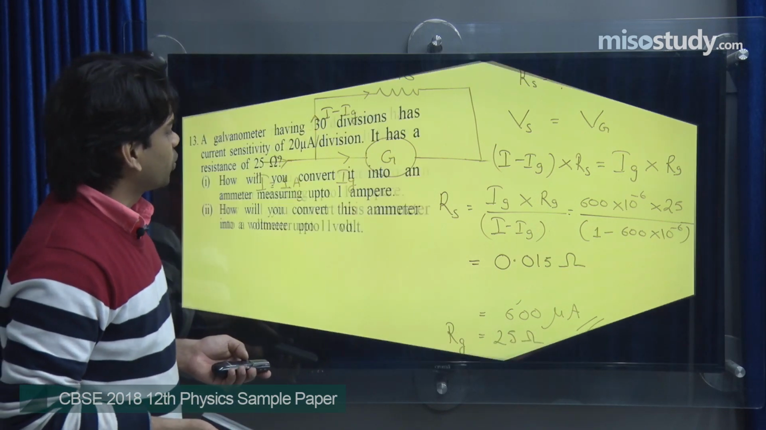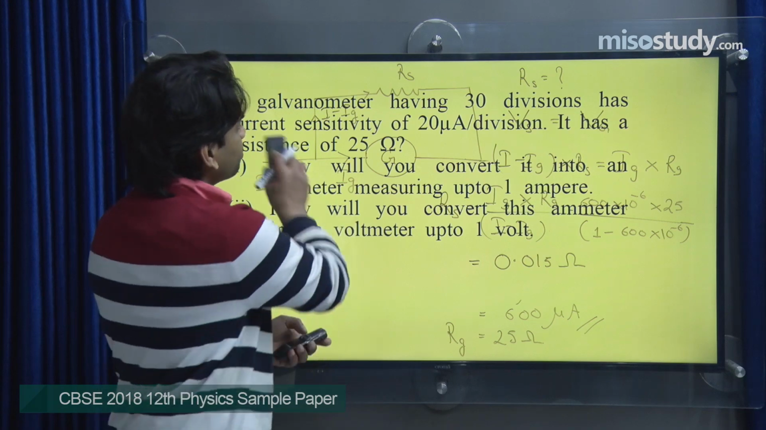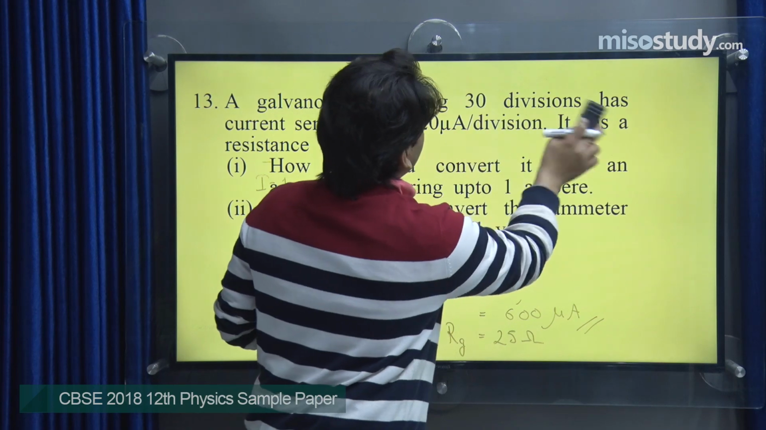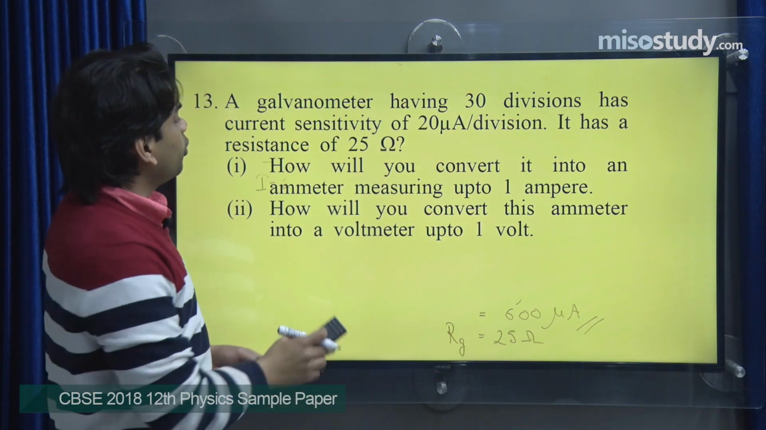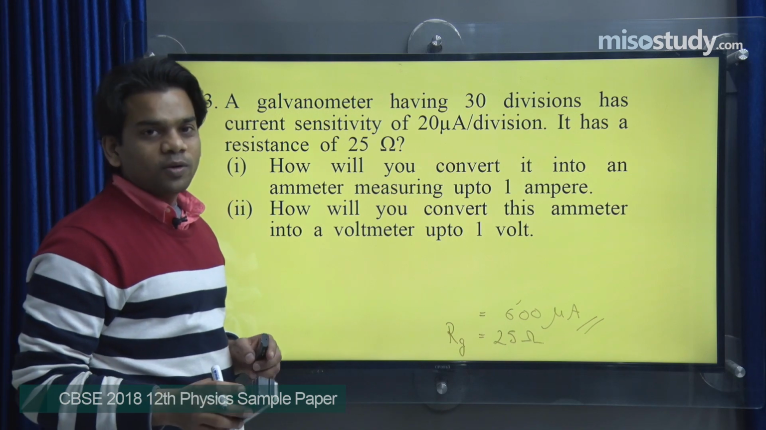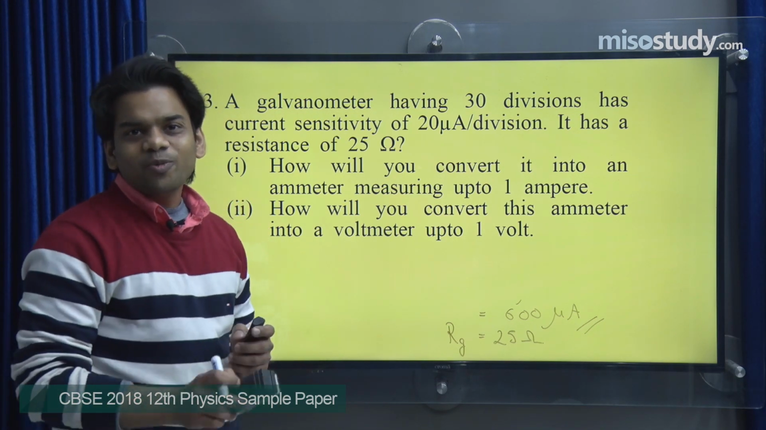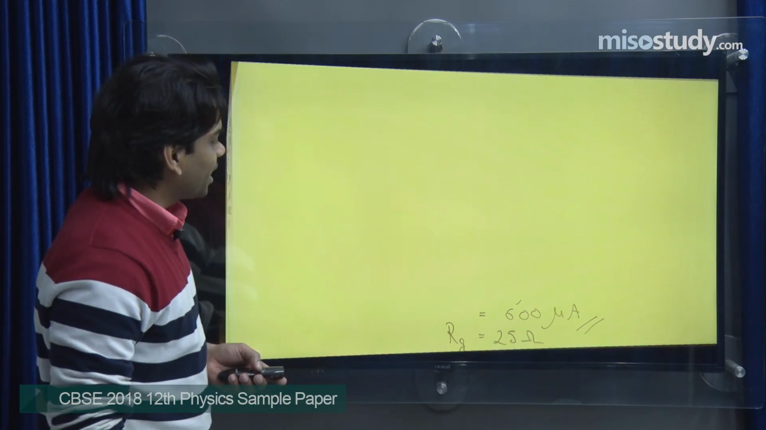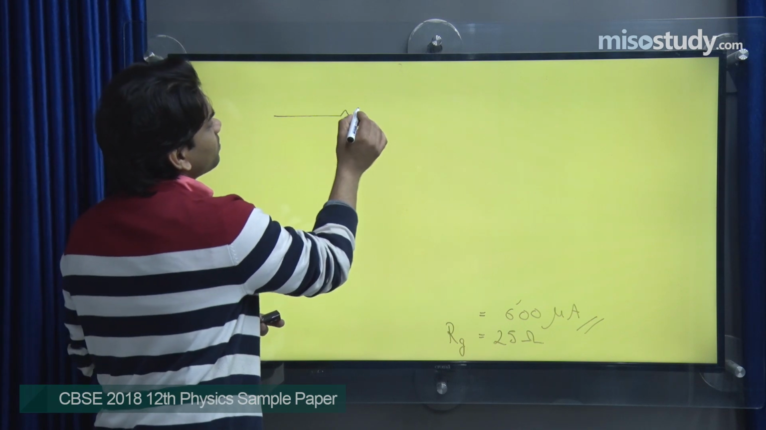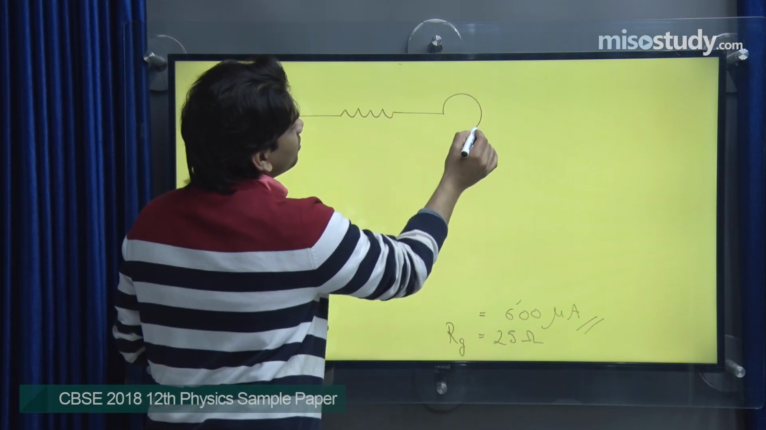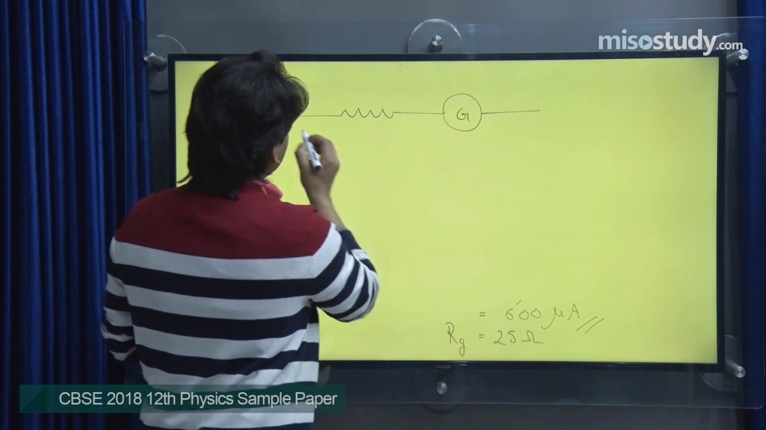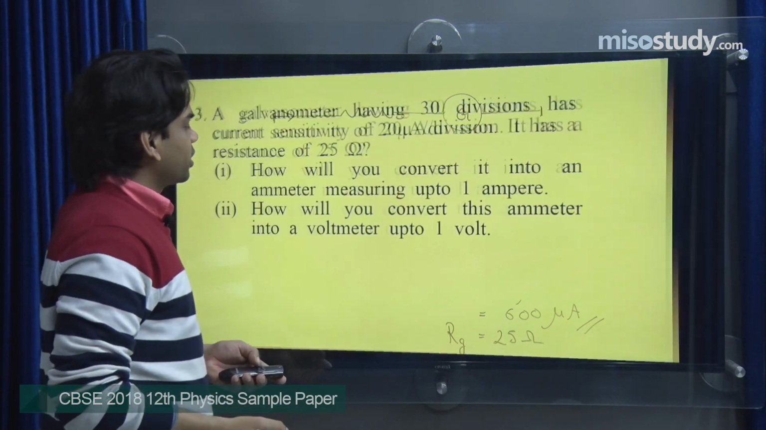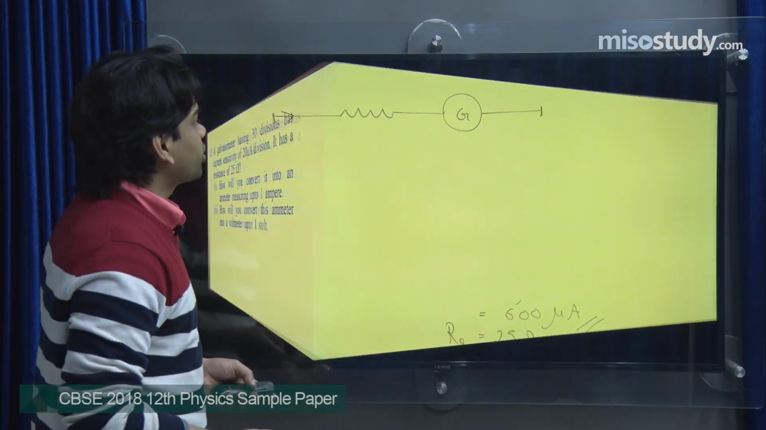Now let's go with the second part of the question. How will you convert this ammeter into a voltmeter up to 1 volt? Let me rub this so that you can see it clearly. Now we know that to convert galvanometer into a voltmeter, we have to connect a resistance in series. So if I make a diagram, the diagram will be somewhat like this: shunt and galvanometer. We want to convert it into a voltmeter up to 1 volt. So we want to measure up till 1 volt.